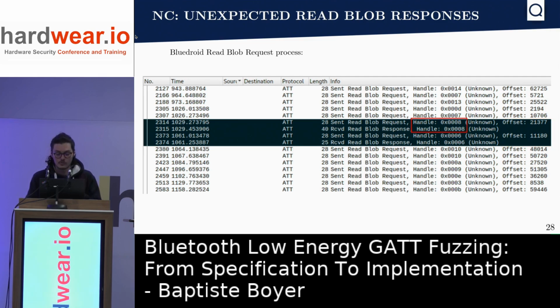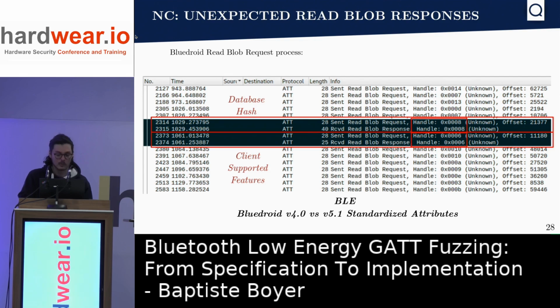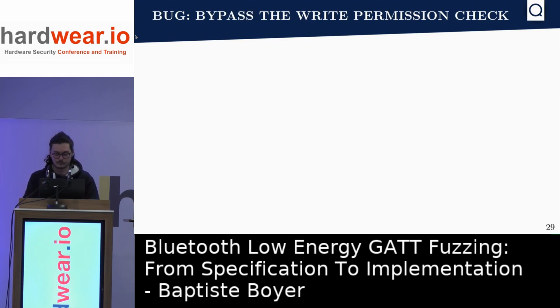And when we checked which attributes these handles correspond to, we found out that they correspond to the database hash characteristic and to the client supported features characteristic. These two characteristics are standardized attributes that were introduced in BLE version 5.1. But the Bluedroid stack was developed on Bluetooth version 4, when BLE was introduced. So what I want to say here is that trying to keep your stack up to date may introduce nonconformities if it is not done carefully.